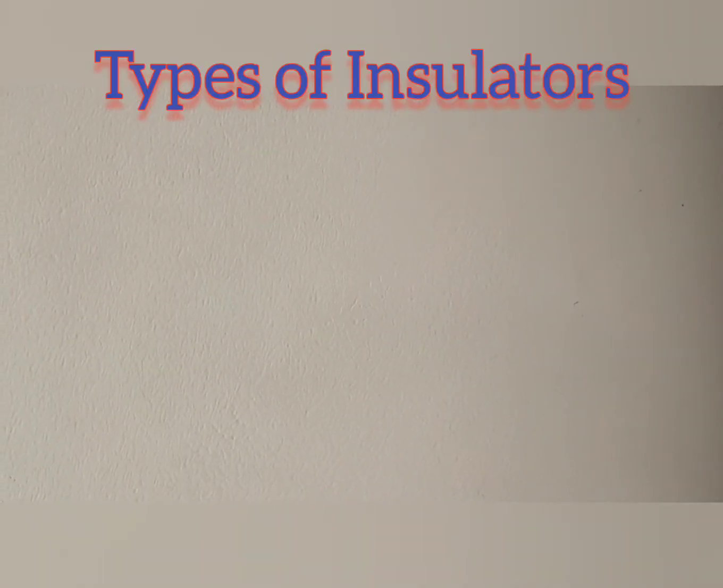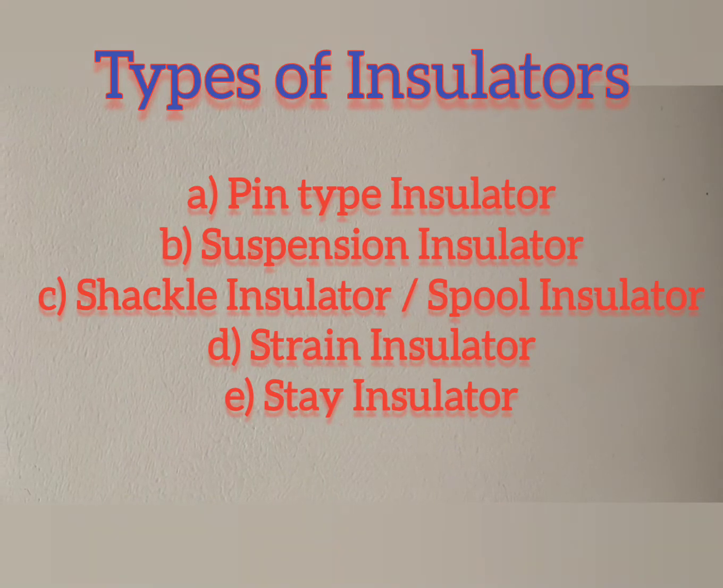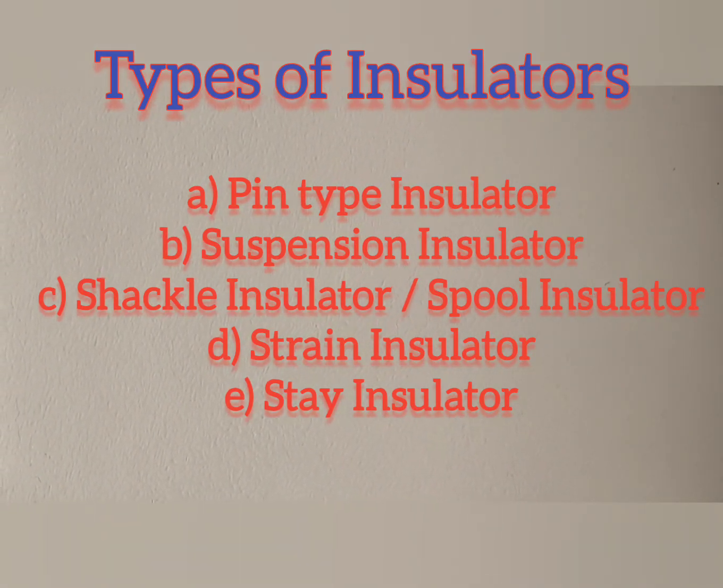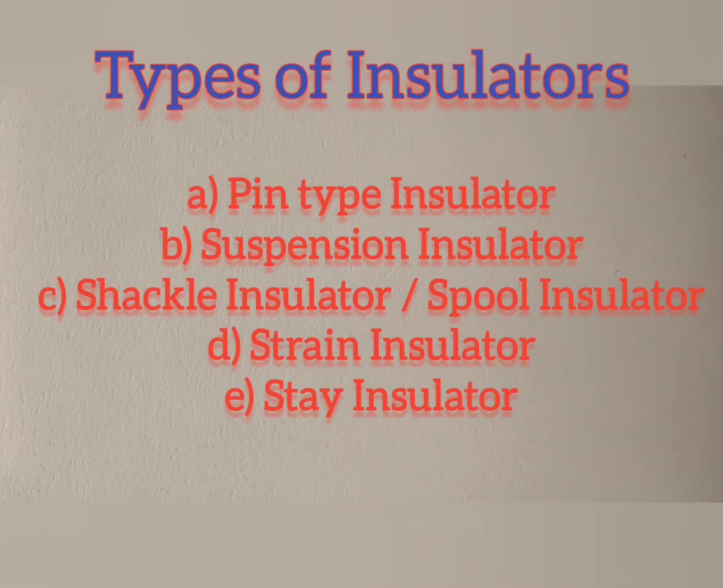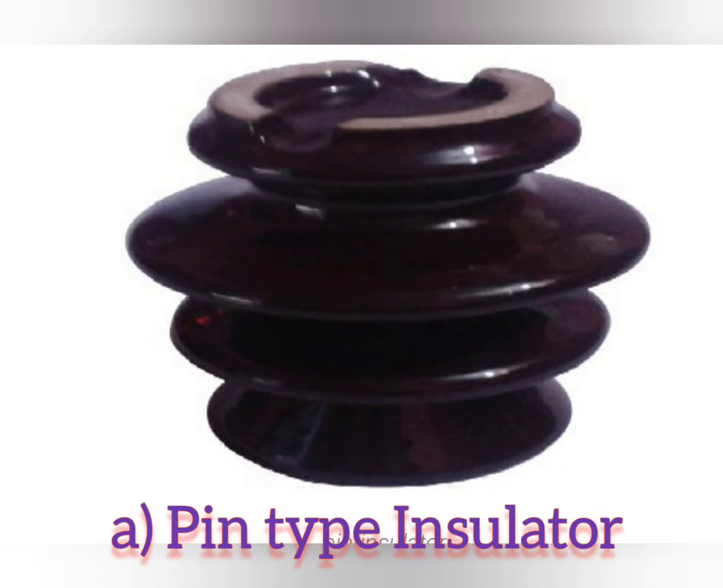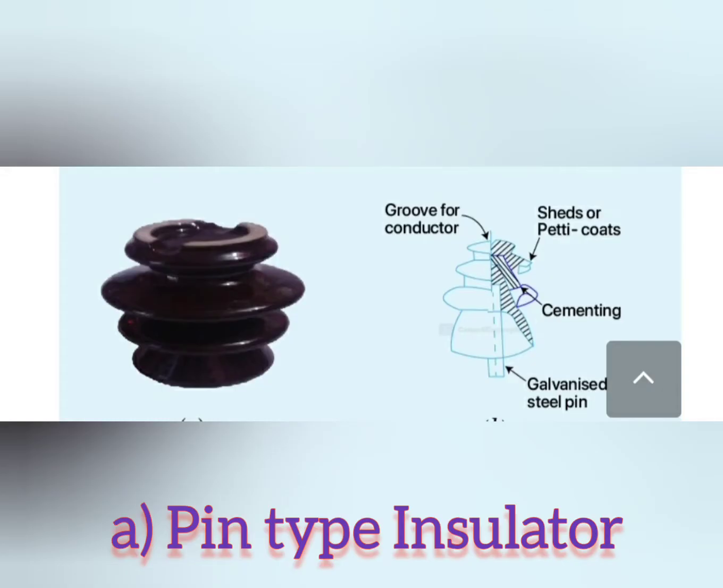There are many types of insulators, but most commonly insulators are pin type, suspension type, strain type, shackle type, and stay insulator. The successful operation of overhead line depends on proper selection of insulators. First one is pin type insulator. This type of insulator is generally used in power distribution and short transmission lines for voltages up to 33 kV.